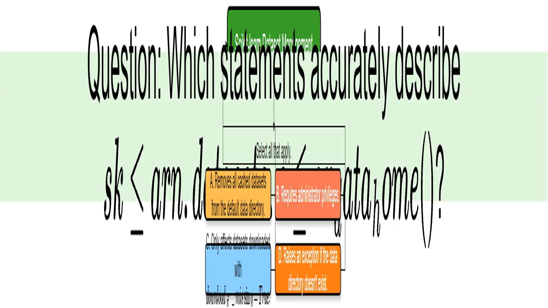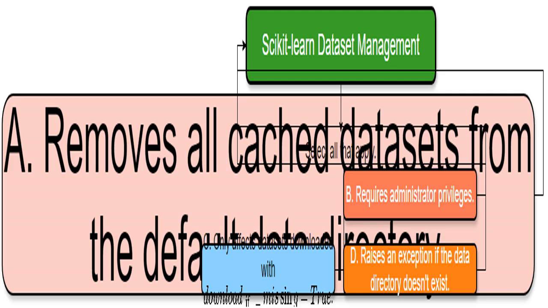This is the core question of this quiz. We're going to evaluate your understanding of the Sklearn datasets clear_data_home function by testing your knowledge against several statements. This statement proposes that the clear_data_home function will completely delete all saved datasets from Sklearn's designated storage location. I will explain whether this is correct or not.